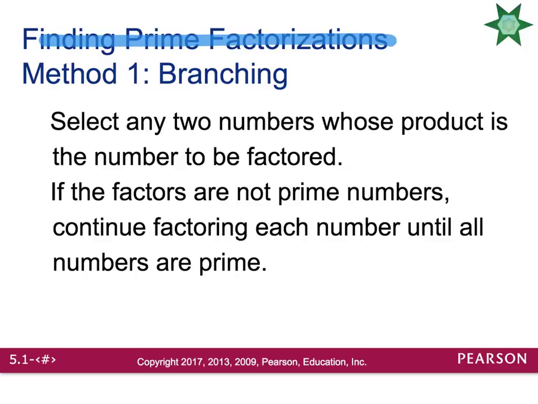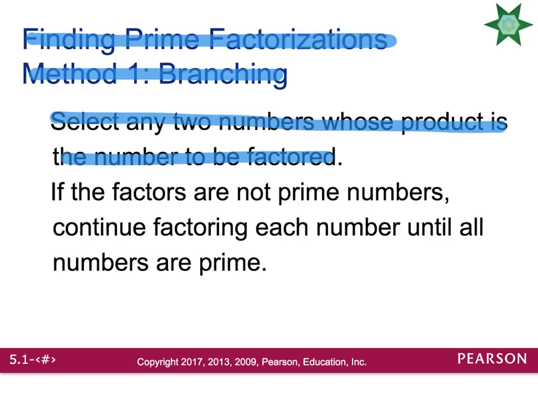So these are ways of finding the prime factorizations. Our first method is called branching, and it's like a tree method. First of all, we select any two numbers whose product is the number to be factored. So if we started with 48, we would say 8 times 6. Then if the factors are not prime numbers, continue factoring each number until all the numbers are prime. So we create a tree.